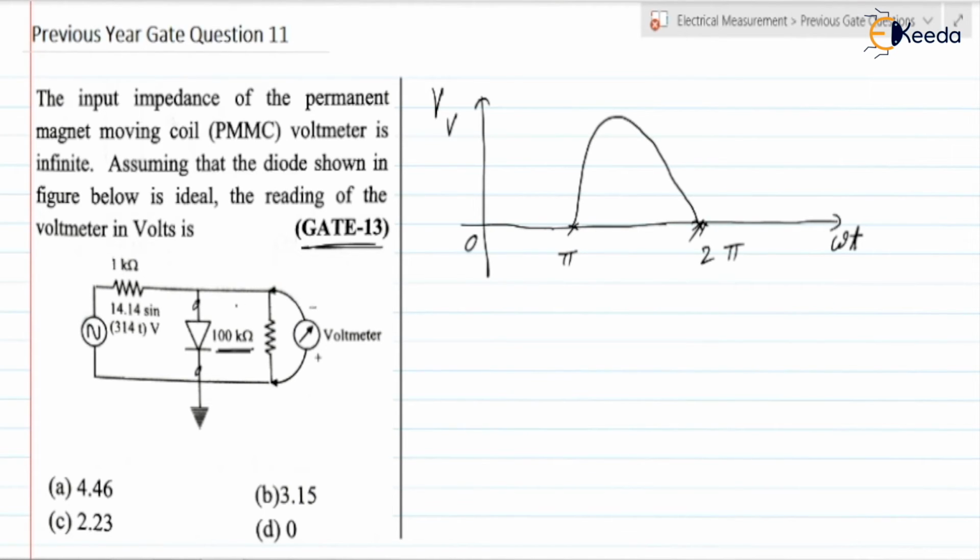As the internal resistance of the voltmeter is infinite, we can find the PMMC voltmeter reading. As we know, the PMMC voltmeter reads only the average value. So the average value of the voltage across the 100 kilo ohm resistor, which is a half wave rectified sinusoidal voltage. The 100 kilo ohm is the resistance of the PMMC meter.